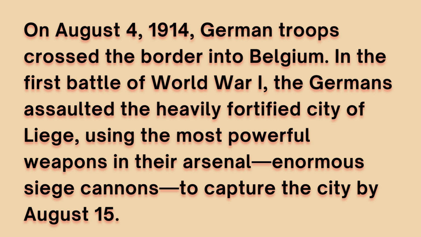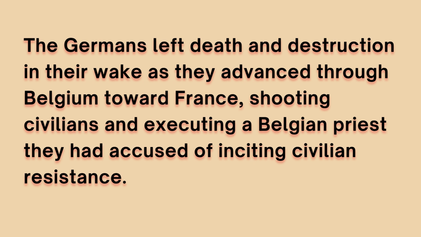In the First Battle of World War I, the Germans assaulted the heavily fortified city of Liège, using the most powerful weapons in their arsenal, enormous siege cannons, to capture the city by August 15th. The Germans left death and destruction in their wake as they advanced through Belgium toward France, shooting civilians and executing a Belgian priest they had accused of inciting civilian resistance.